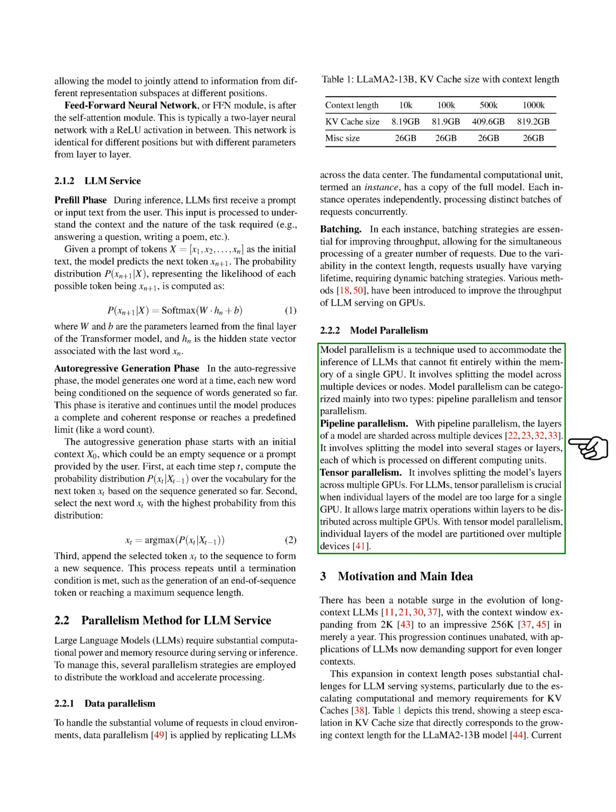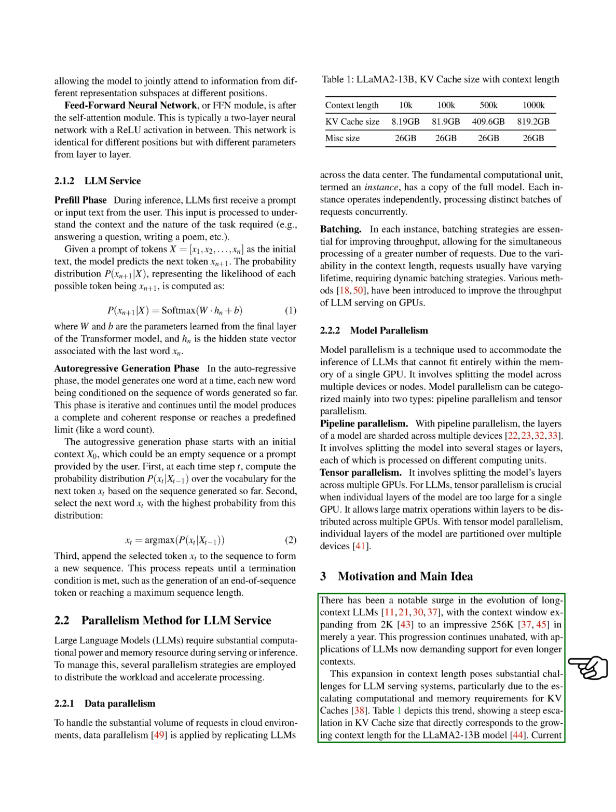Section. Motivation and main idea. We've noticed a significant increase in the development of long context large language models, LLMs, with the context window growing from 2K to a whopping 256K in just a year. This trend shows no signs of slowing down, as applications of LLMs now require support for even longer contexts. However, this growth in context length presents considerable challenges for LLM systems, especially due to the increasing computational and memory needs for key-value (KV) caches.